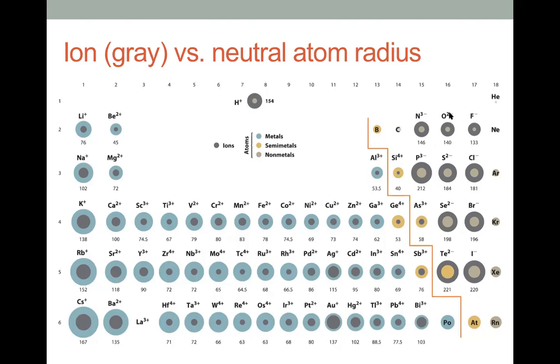For the nonmetals, again, the dark gray is the ion, and the tan is the neutral atom. So for example, phosphorus is this size, phosphorus minus 3 is this size. And that's because you added extra electrons on there, same number of protons, same shielding, and so the extra electrons allow it to drift out a little bit.